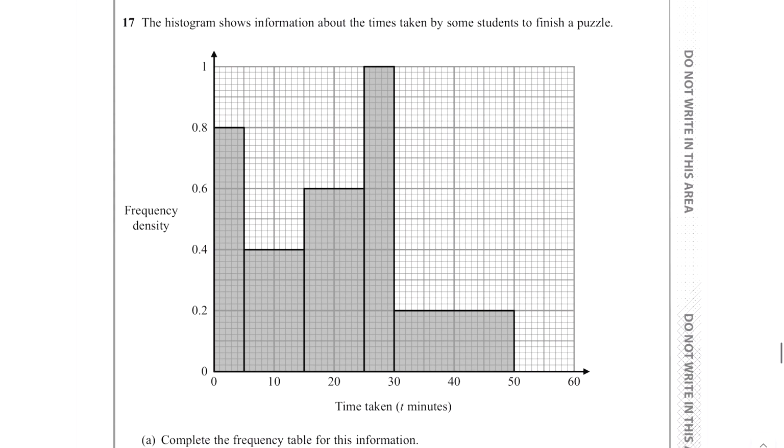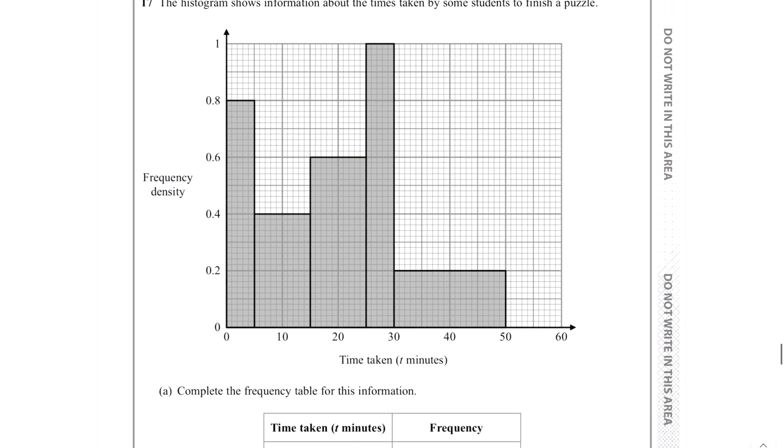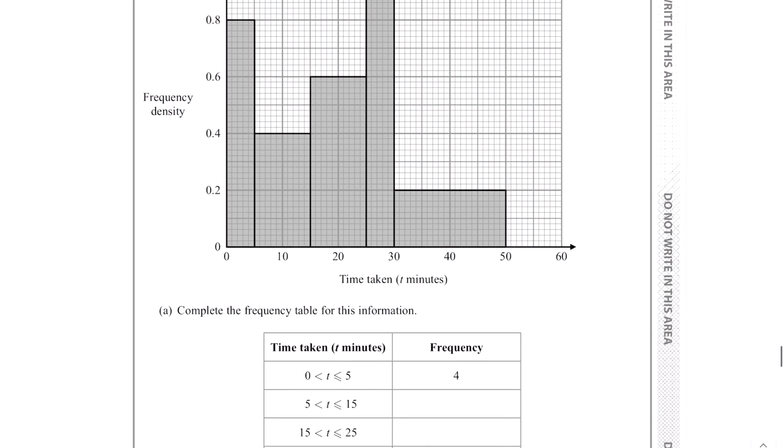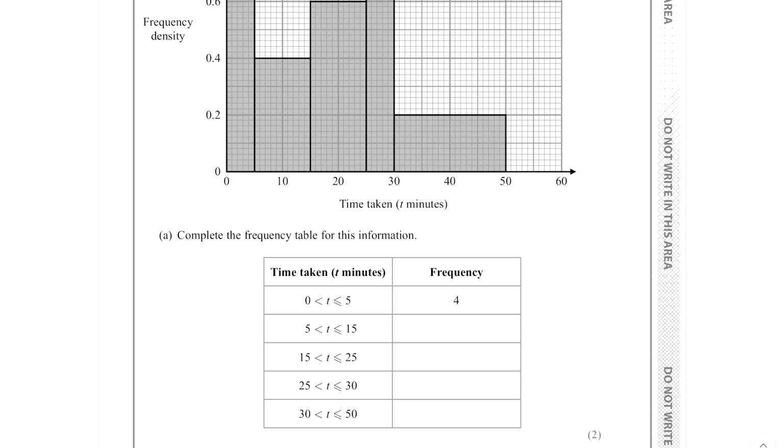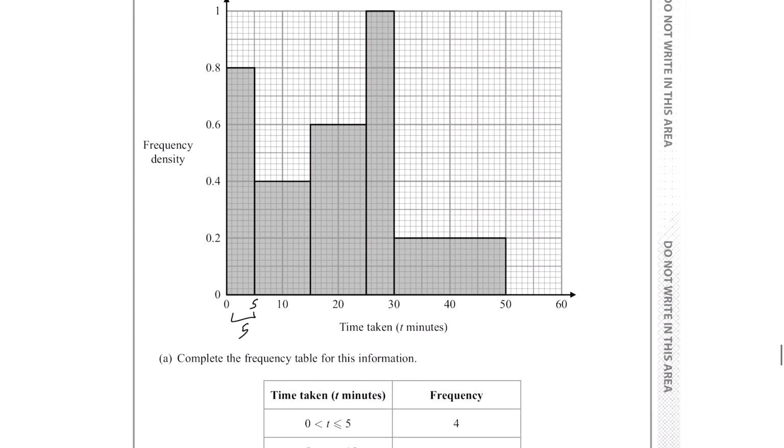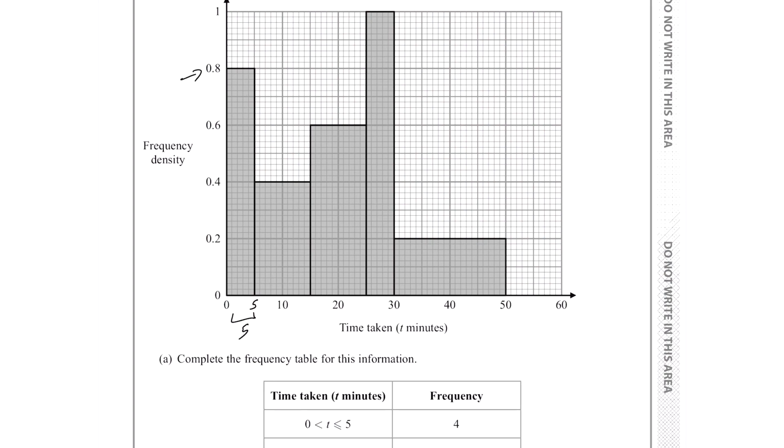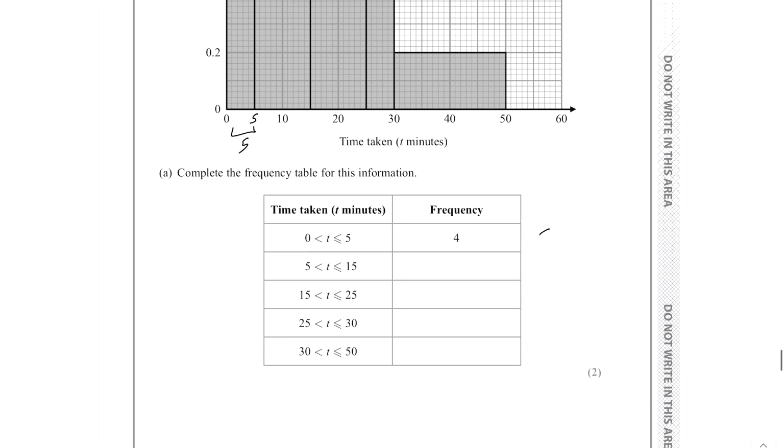The histogram shows information about the time taken by some students to finish a puzzle. Complete the frequency table for this. So the first one, 0 to 5, has a frequency of 4. The way they've done that is this bottom bit here, so that's 5 there. So the range here is 5. The height of this is 0.8, so they did 5 times 0.8, and that's how they got the 4.